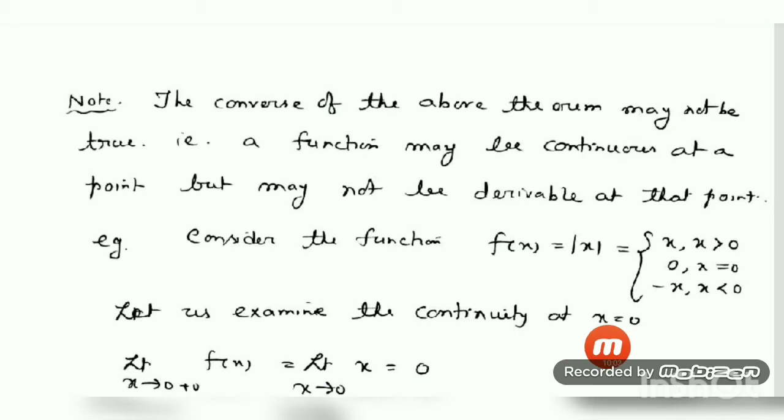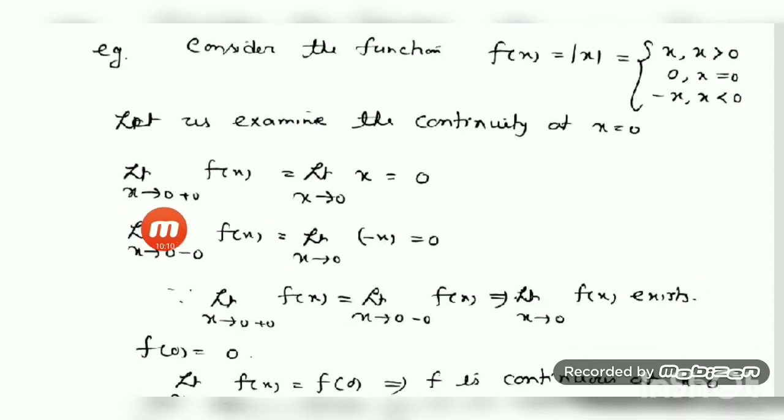So I have considered a simple point, the point x equal to 0. We have to take the limit x tends to 0 plus 0 and 0 minus 0 separately. So let us find out here the limit x tends to 0 plus 0 of f of x. And 0 plus 0 means greater than 0, so it will be x. Putting the value of x, we get 0. And for 0 minus 0, less than 0, the function is defined by minus x. Putting the value, we get 0. So here we have seen that right hand limit is equal to left hand limit. Therefore, limit x tends to 0 of f of x exists.